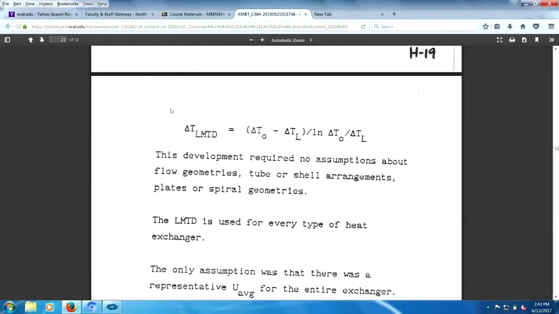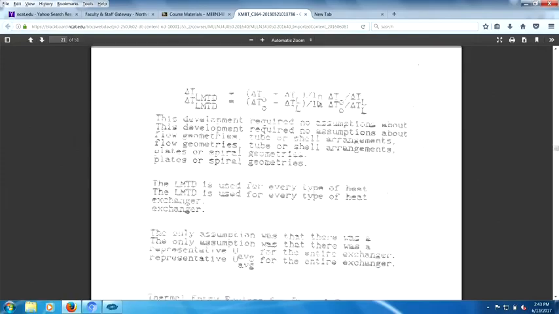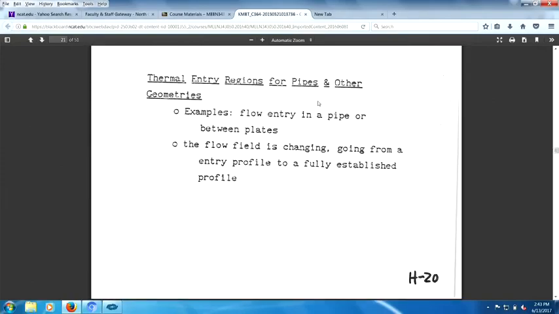You have two positions along a heat exchanger. You have one end, which is zero length, and then the exit, where there's been a length change. So you take the temperature difference at one end between the hot and cold fluid, and the temperature difference at the other end, hot and cold fluid. That gives you delta T0, and then we take minus delta TL, and then you take the ln of the ratio, and that's the delta T log mean temperature difference. Wonderful item. Thermal entry regions, very important.